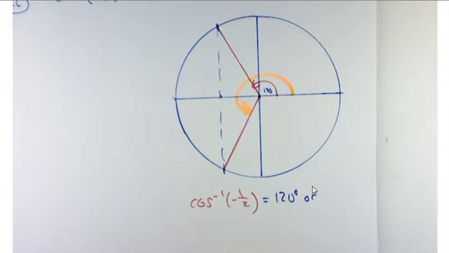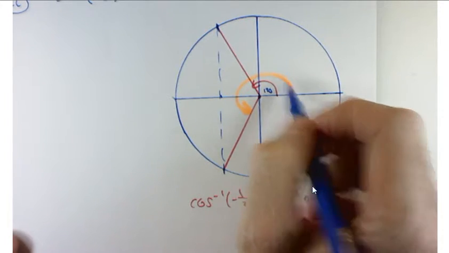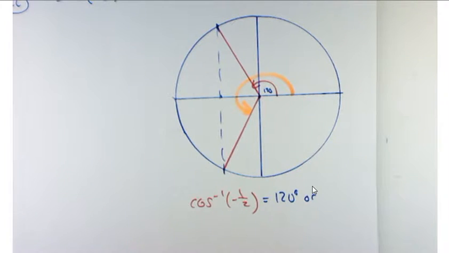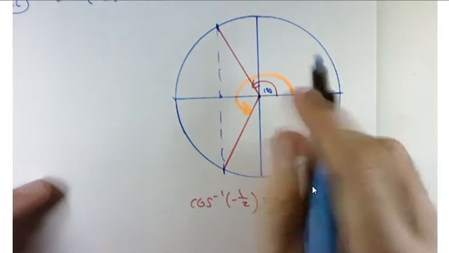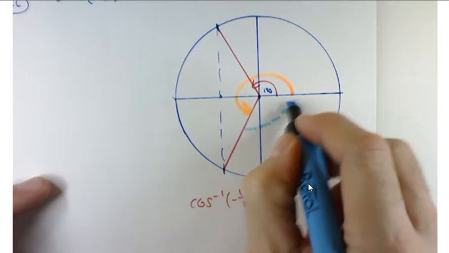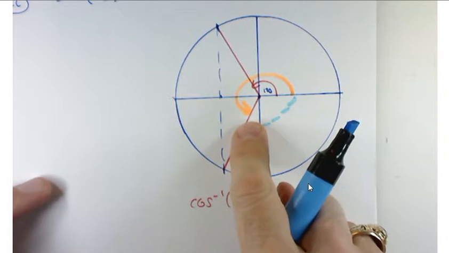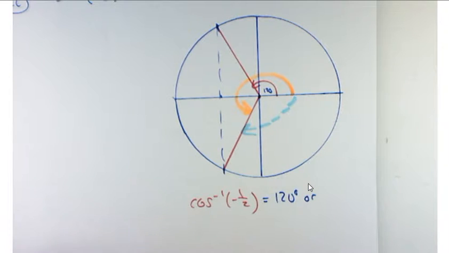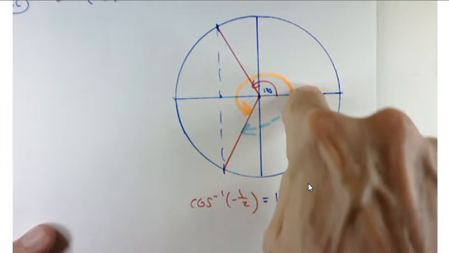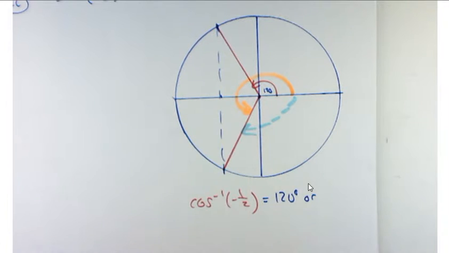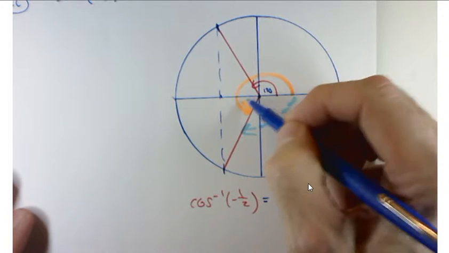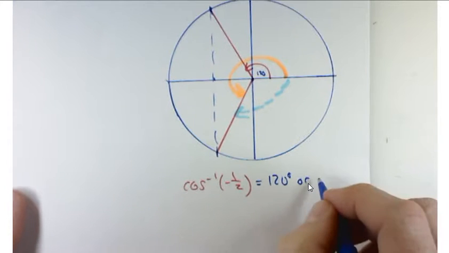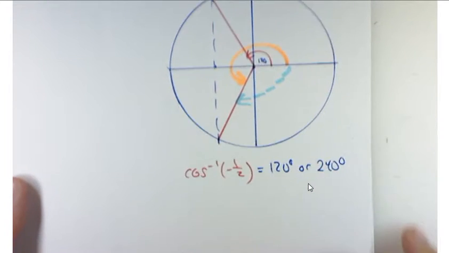But there's another possibility. If that's 120 degrees, then we also get another possibility going the other way. Let me mark that in a different color here for us. That's 120 degrees, and so is this. But how should I think about that angle in a positive direction? Well, I could think of it as 360 minus 120. You could also think of this angle as being 60 and then 180 plus 60. Again, you're going to get the same thing, 240 degrees.